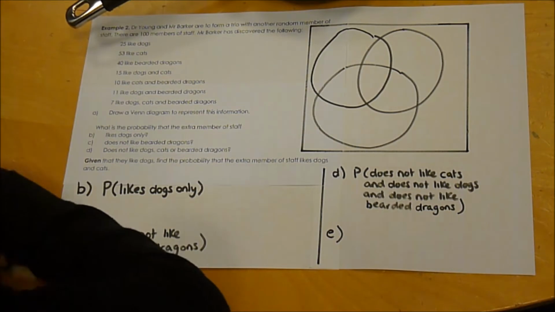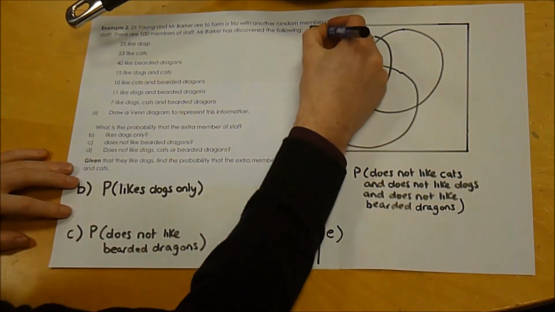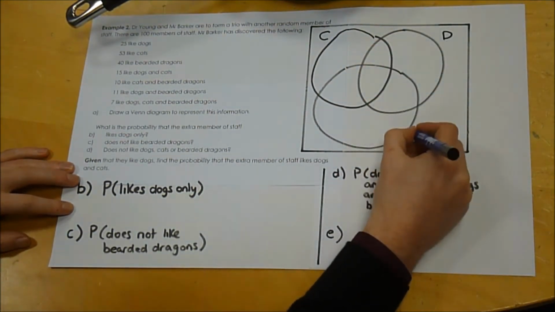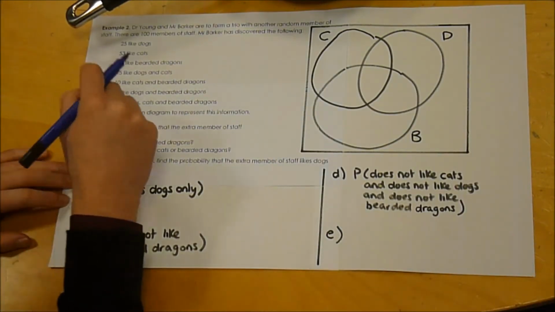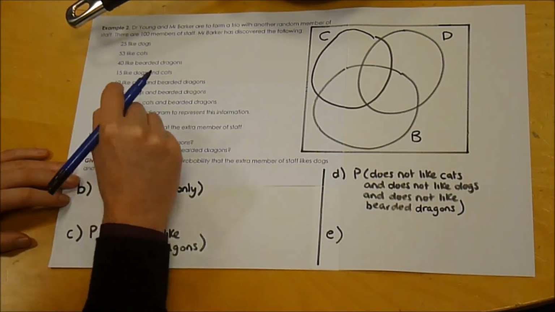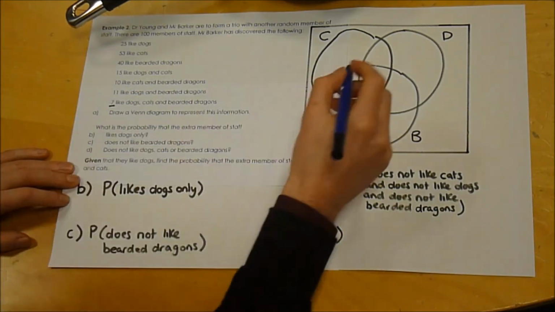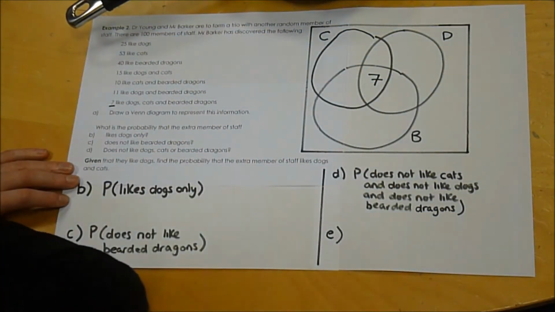Right, so in example 2 we now have 3 categories. So we have cats, and we have dogs, and we have bearded dragons. So just like the last example, we're going to start with the very middle. So that's the people who like dogs, cats and bearded dragons. So the answer to that is 7. We put that right in the middle. They're the people who like all 3.